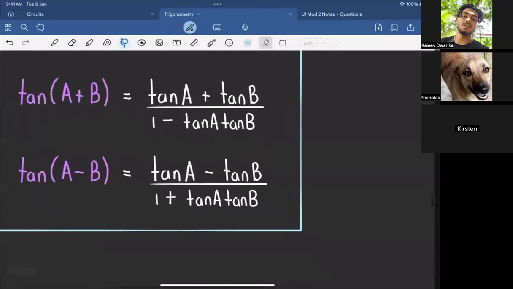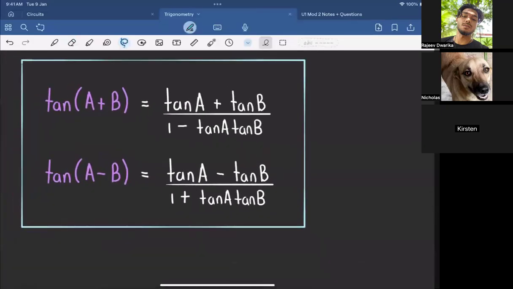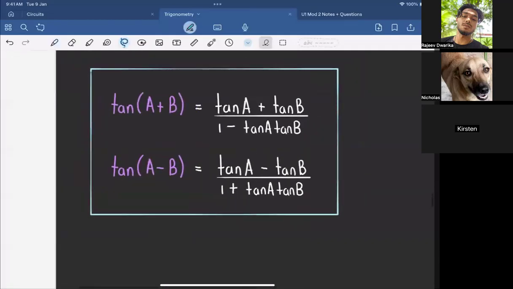The last trigonometric identity is tan A plus B and tan A minus B. I can't remember the last time I saw this. An alternative, and this is what I recommend, since sine and cos are so easy to remember, is this. Nicholas, make a wild guess. How do you think we could write tan A plus B?